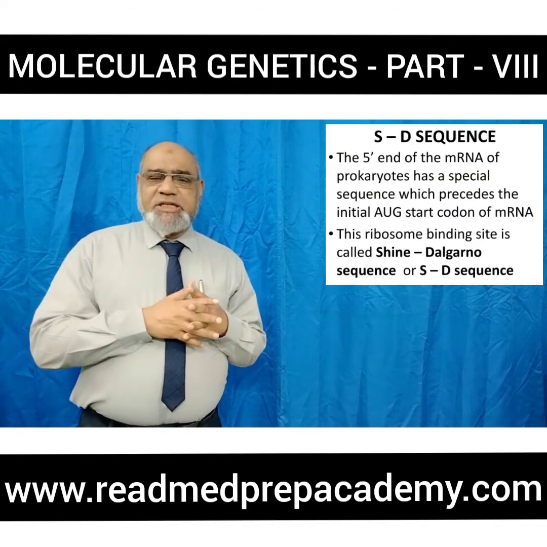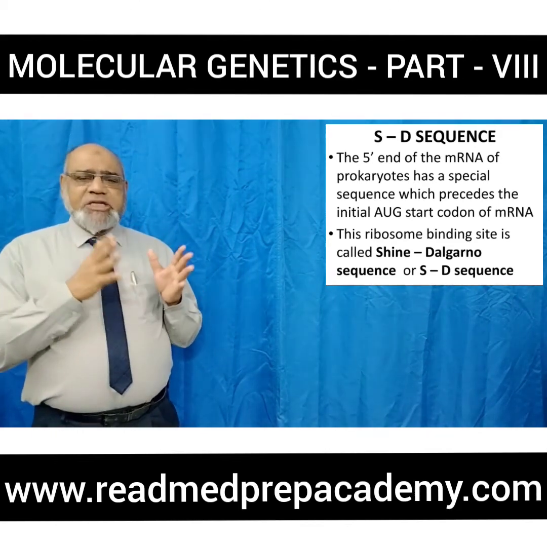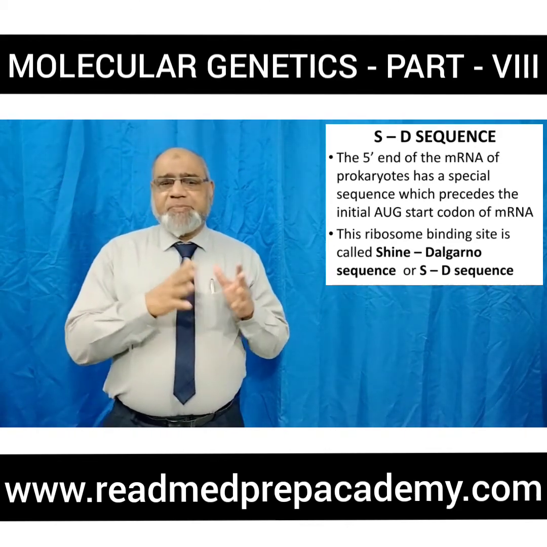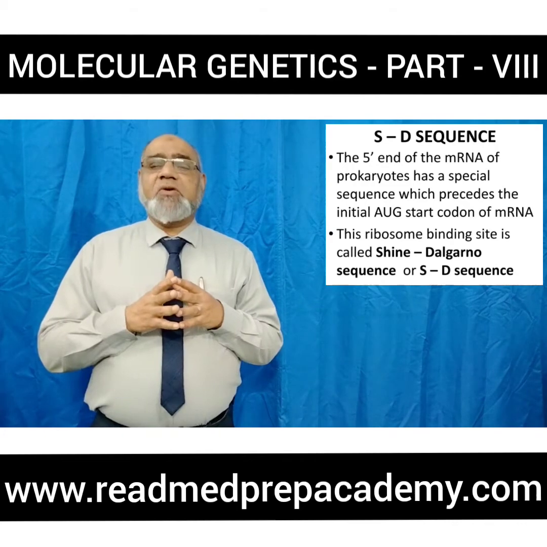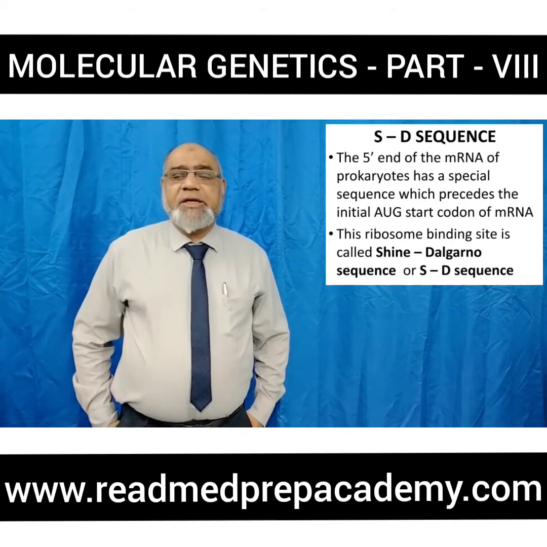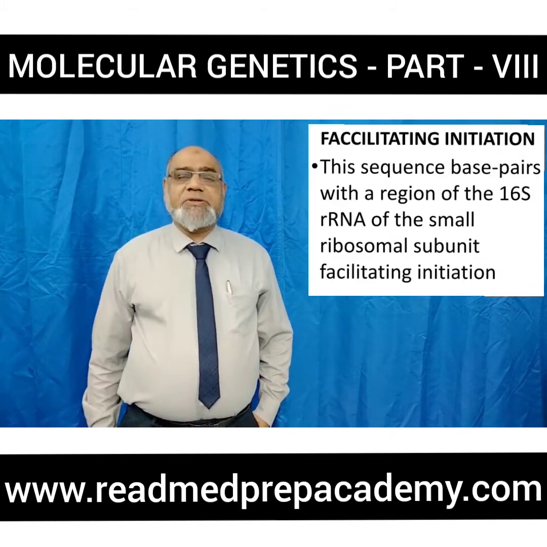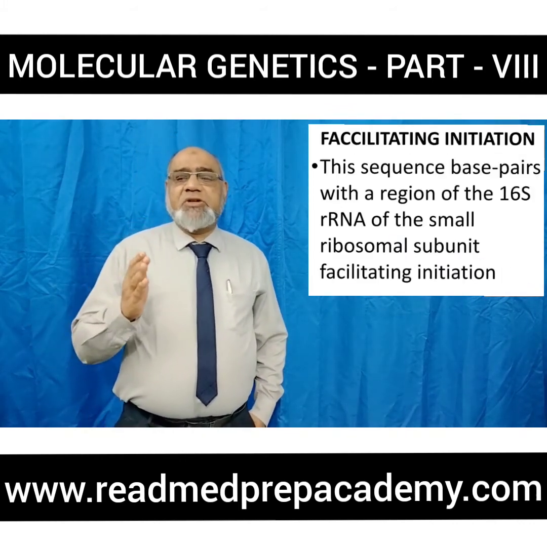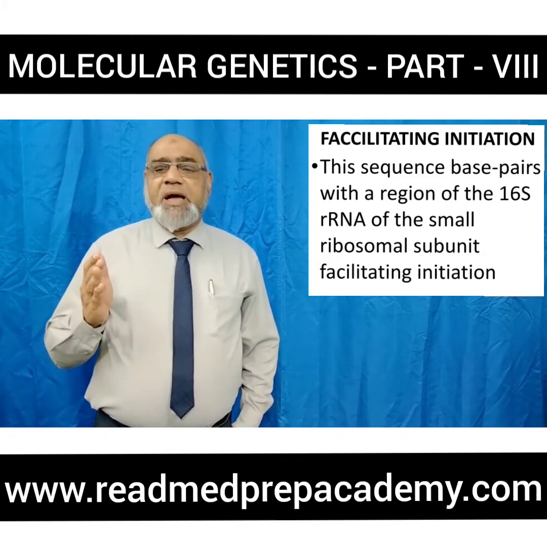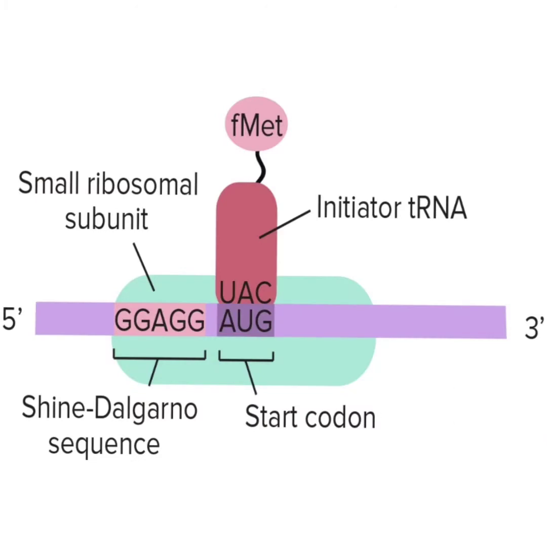Now, what is the SD sequence? The 5' end of the messenger RNA of prokaryotes has a special sequence which precedes the initial AUG start codon of the messenger RNA. This ribosome binding site is called the Shine-Dalgarno sequence or SD sequence. This sequence base pairs with a region of 16S ribosomal RNA of the small ribosomal subunit, facilitating initiation.